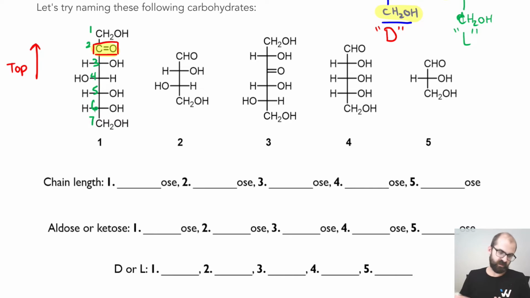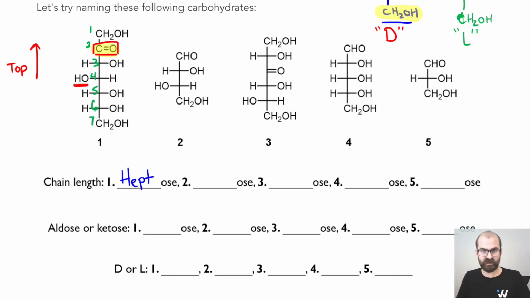So if someone's like, okay, well, we're doing a bond with the alcohol on carbon 4, that refers to the alcohol that's on carbon 4, the one we put a 4 on. So chain length, this is 7, which is hept. So this is a heptose.